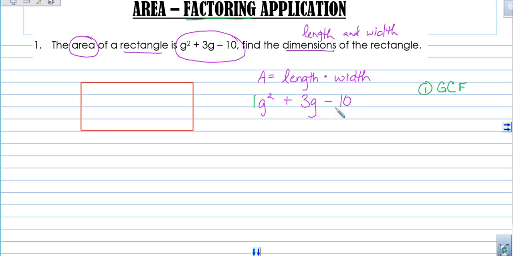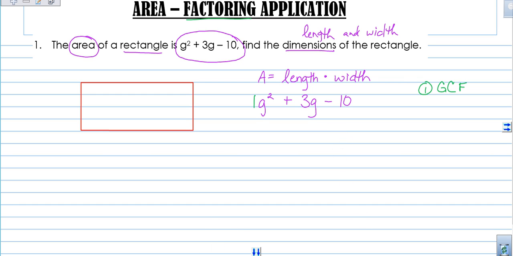Then we look for the letters. Do all three terms have the same letter? Well, this one doesn't have any letters, so there cannot be a common factor in letters for any of these, and 1 is the greatest common factor. So really it means there's no common factor, or greatest common factor.